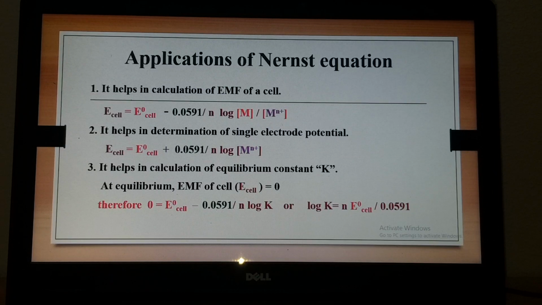The third important application is in the calculation of the equilibrium constant K. So we all know that at equilibrium, the EMF of a cell is 0. Therefore, we can reduce this equation to 0 is equal to E naught cell minus 0.0591 by n log K. Therefore, log K can be calculated as n E naught cell by 0.0591.